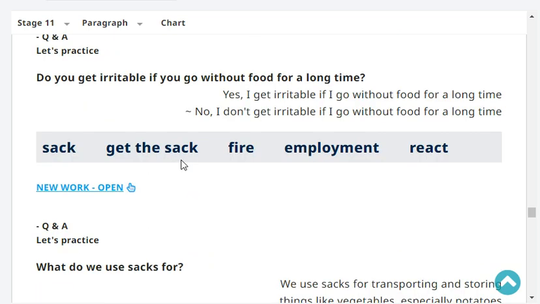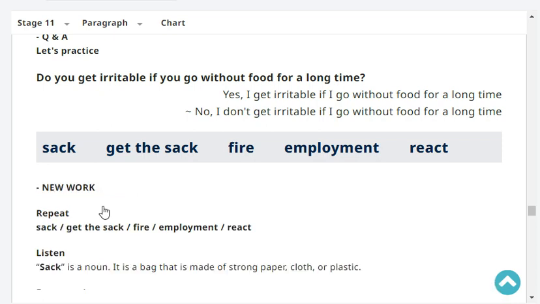Let's practice. Do you get irritable if you go without food for a long time? Yes, I get irritable if I go without food for a long time. Very good.